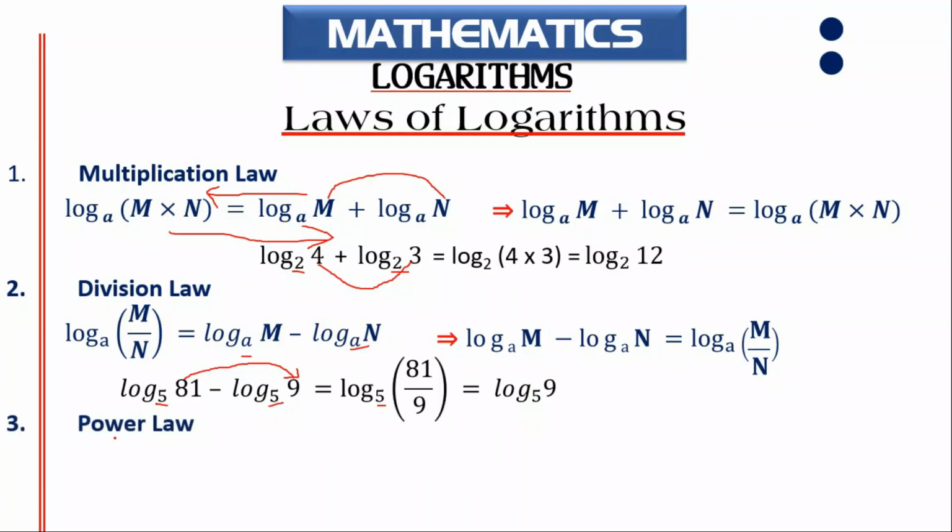So now we have the next law, which we call power law. By power law, we're talking about the logarithm of a value that has power. So what it's saying is that whenever there's power on the value of a logarithm, that power can come to the back to become a product of that logarithm to that same base. So this is the same thing as saying n times log m to base a.